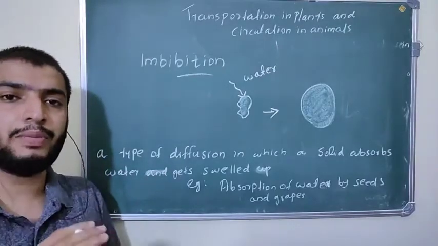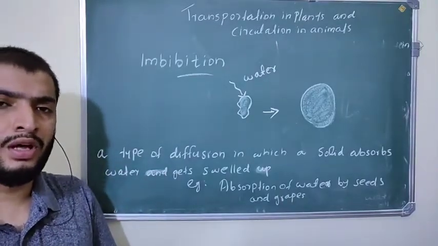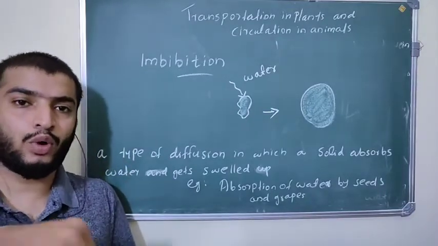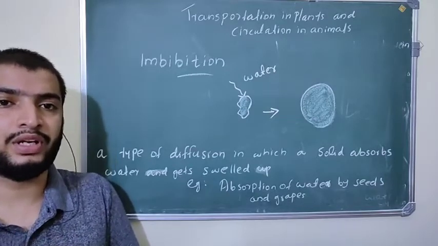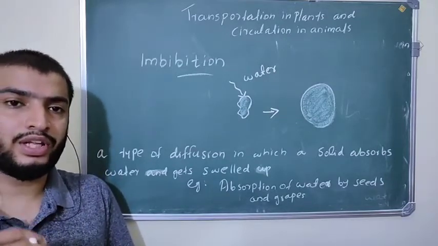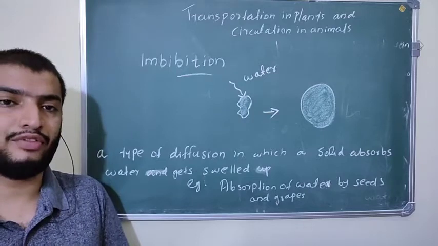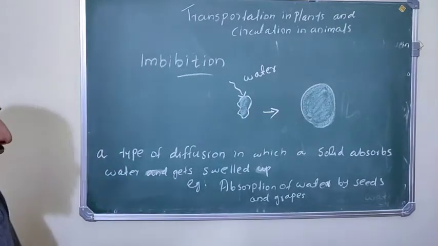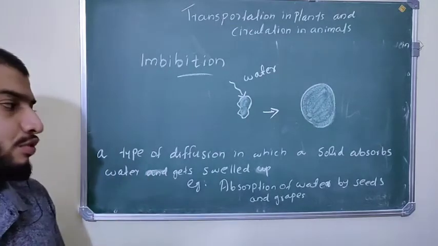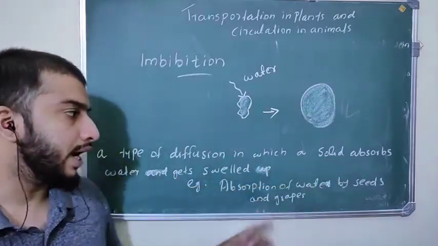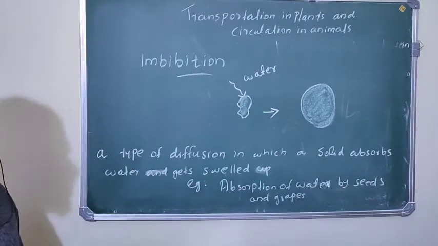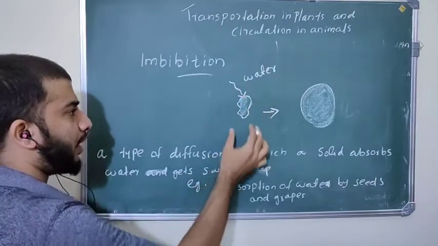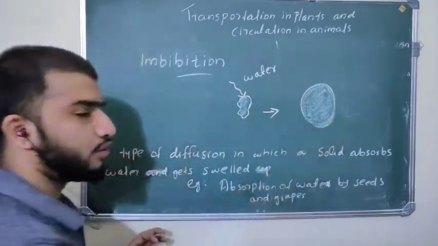Next term, imbibition. So what is imbibition? You might have seen that seeds germinate if we pour water. How can they germinate if we pour water? Actually, the mechanism is imbibition. Imbibition is a type of diffusion in which a solid absorbs water and swells up. Suppose this is a seed, and this seed absorbs water, swells up and tries to germinate.